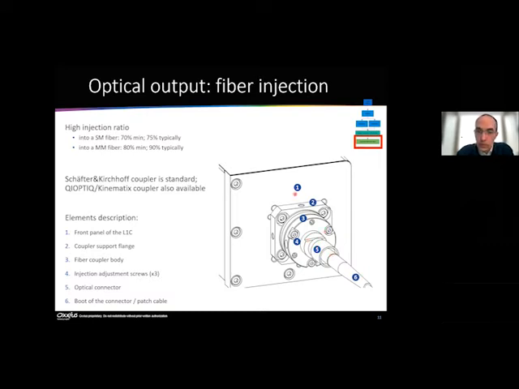There's a flange, an adaptation flange, between the front face of the L1C and the optical coupler. So once the injection is adjusted, normally the user shouldn't have to optimize it any longer.